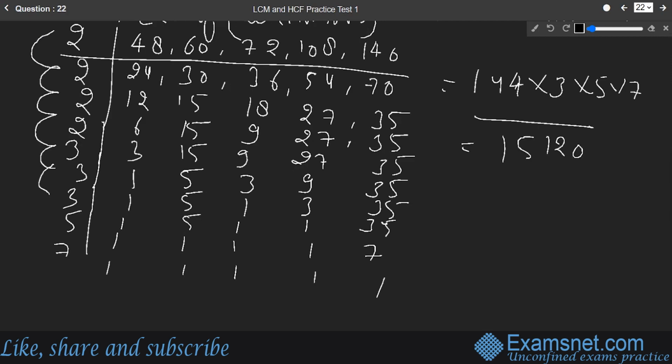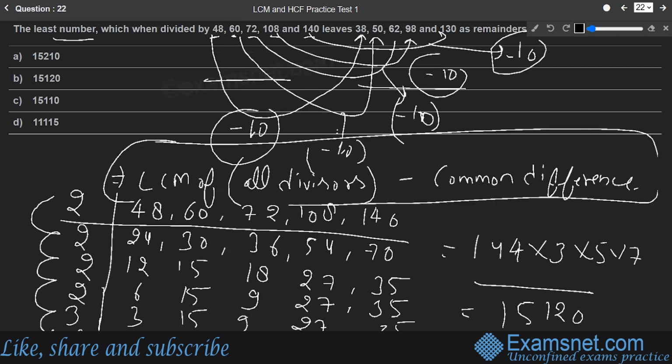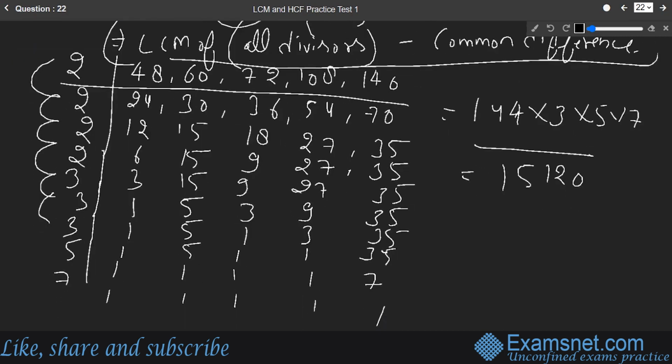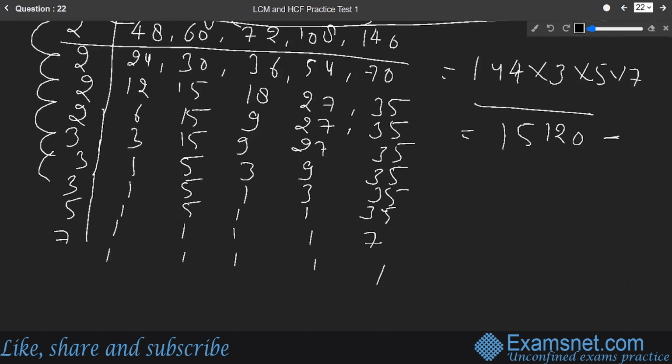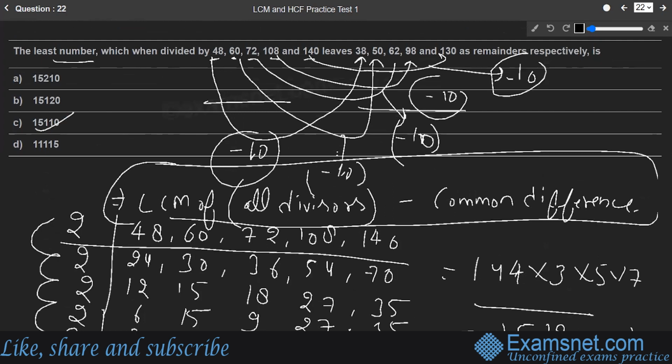But we are not just interested in the LCM. There is a later part also: LCM of all divisors minus the common difference. And the common difference in the pattern is 10. So we have to do minus 10 also. So the right answer becomes 15110. So that is the right answer, 15110, which is available in option number C and becomes the right answer for us.